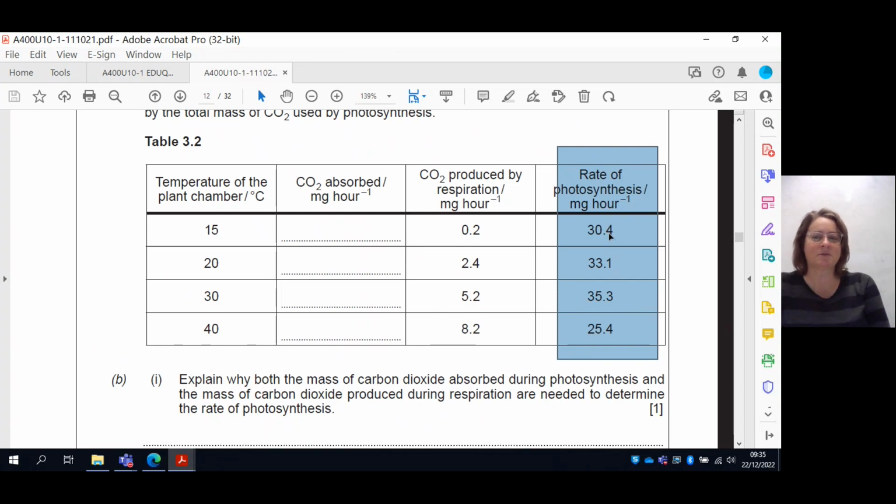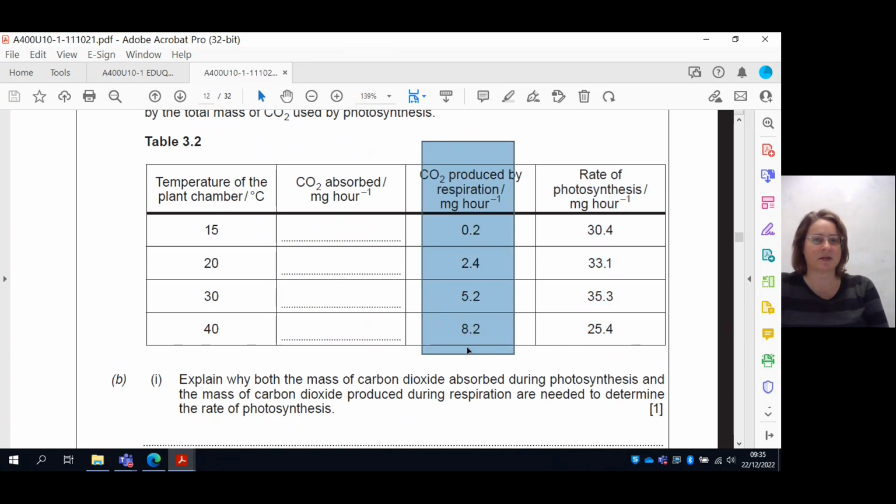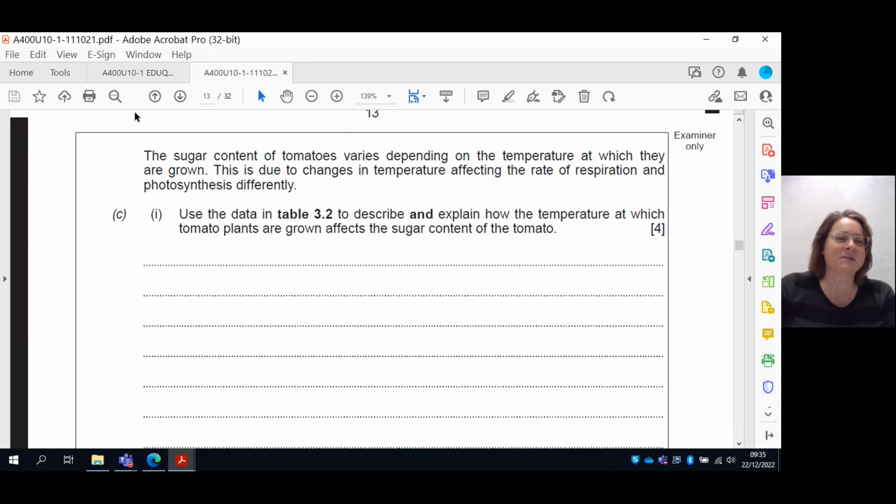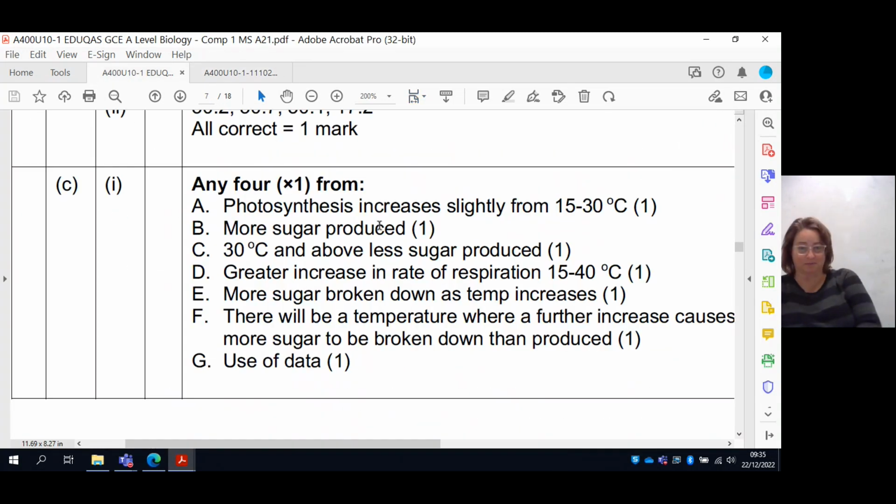So there's an increase in the rate of photosynthesis until temperature 30. However, then there's a decrease. Why is that happening? Because you've got an overall increase in these numbers here. Sorry, I'm talking in terms of the numbers. The mark scheme itself has said photosynthesis increases from 15 till 30, which means more sugar is produced. However, above the 30, less sugar is produced. Why is that?